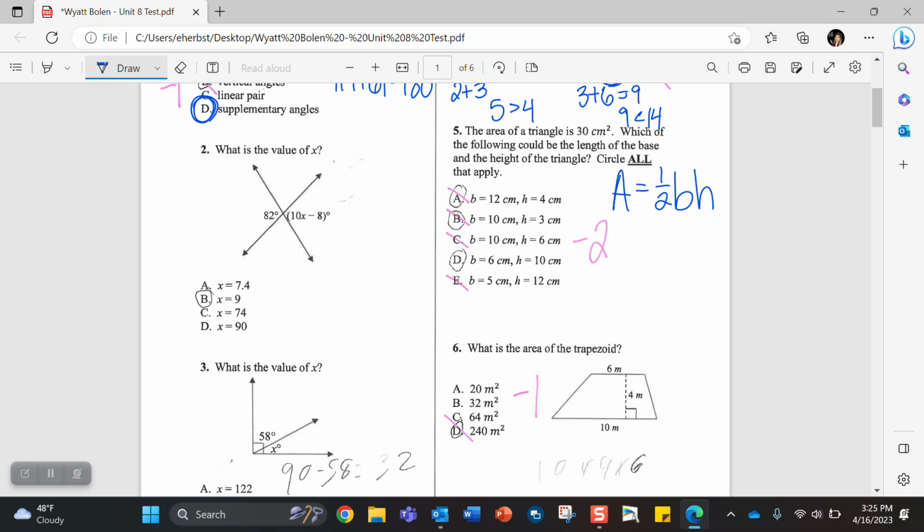Okay, sorry, I had to pause the video real quick. But anyway, we're trying to figure out which of these will work and could be the possible lengths of the base and the height of the triangle, and then circle all the ones that work.